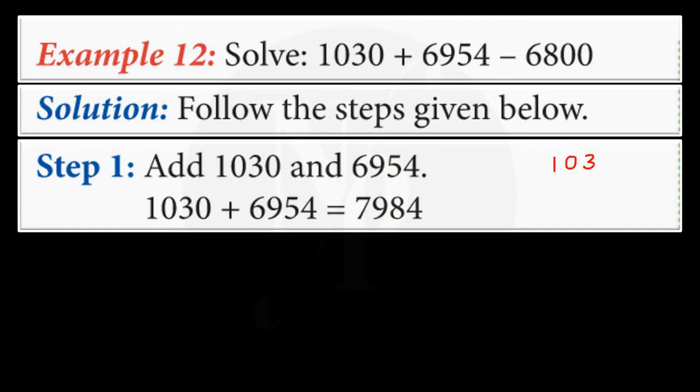1030 and 6954. Let us add these two numbers. So 0 plus 4 is 4, 3 plus 5 is 8, 0 plus 9 is 9, 1 plus 6 is 7. So we get 7984 on adding these two numbers.